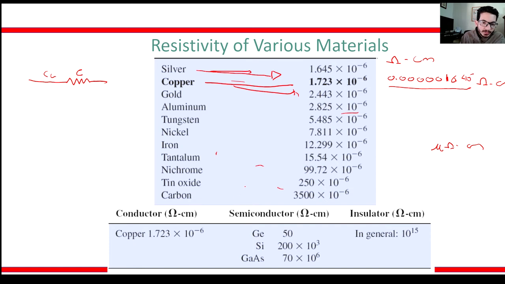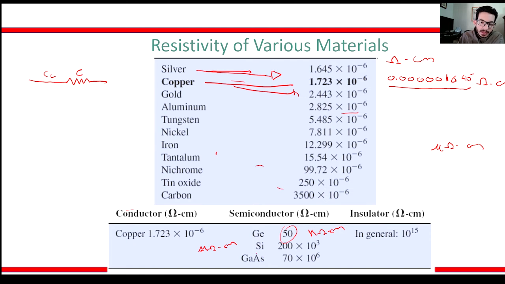Okay, so we were saying that a conductor has very low resistivity. Copper has 1.723 times 10 to the negative 6, or micro ohms per centimeter. Now, semiconductors, we mentioned some of them. Germanium is 50. Silicon is 200 times 10 to the 3, or 200 kilo ohms per centimeter. So very large resistance. A conductor has very low resistance. A semiconductor has pretty high resistance.